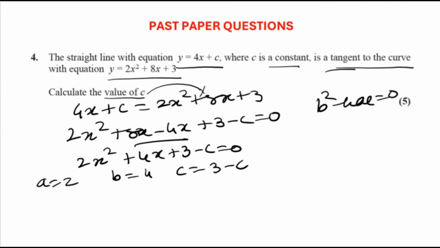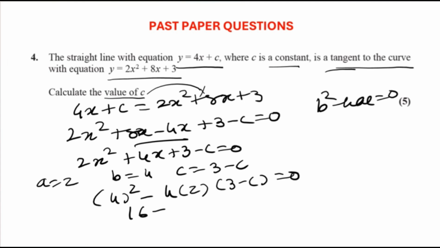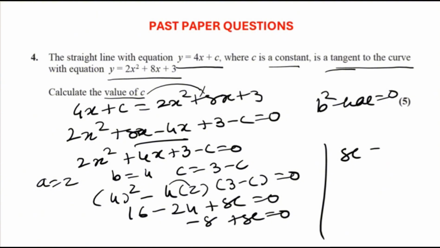Substitute in b squared minus 4ac. So 4 squared minus 4 times 2 times (3 minus c) is equal to 0. 16 minus 4 times 2, 8 times 3, 24 plus 8c is equal to 0. 16 minus 24 will give me minus 8. So minus 8 plus 8c is equal to 0. So 8c is equal to 8. c is equal to 1.